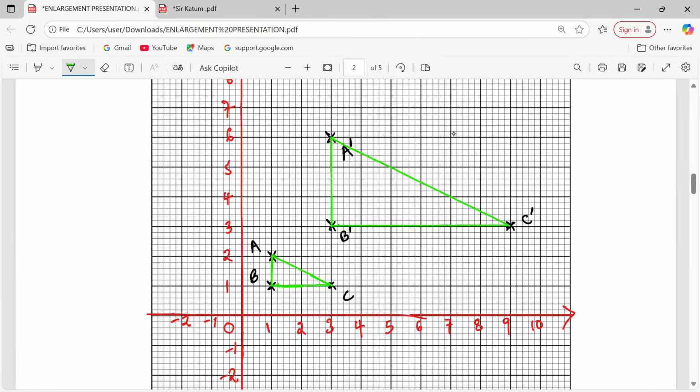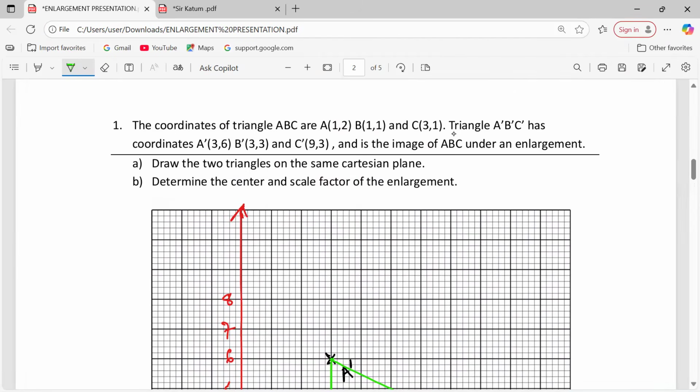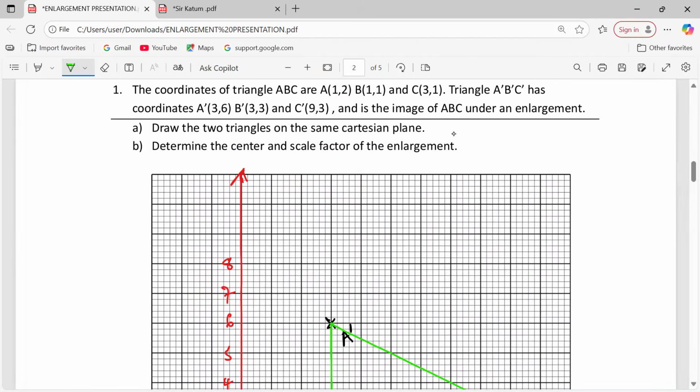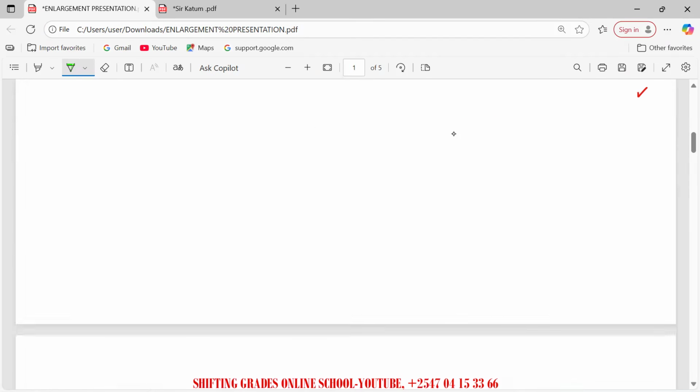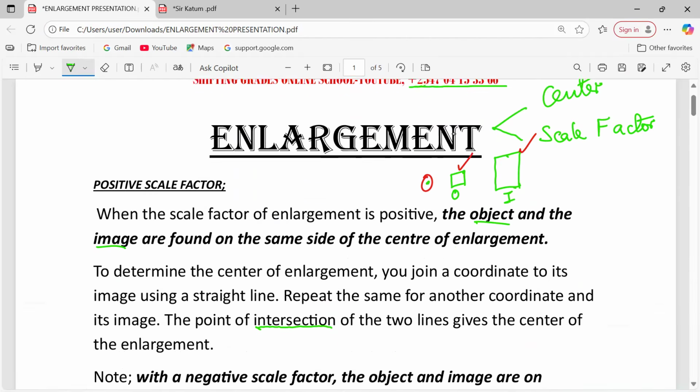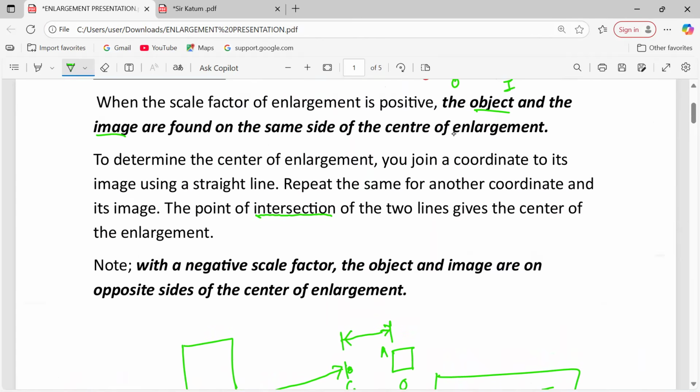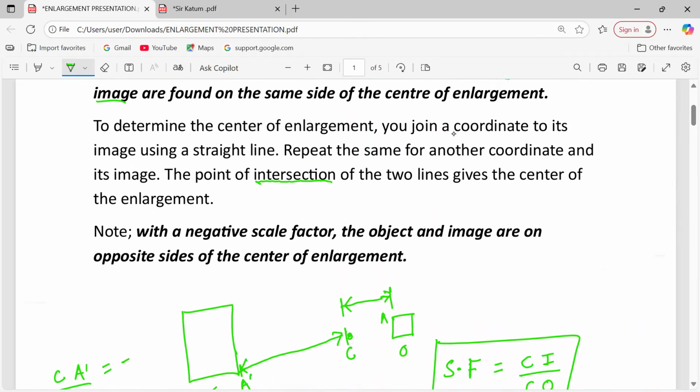Therefore, we now get to part 2 or part B of this question, whereby we're supposed to determine the center and the scale factor of enlargement. So how do we determine the center of enlargement? To determine the center of enlargement, you join a coordinate to its image using a straight line. Repeat the same for another coordinate and its image. Then the point of intersection of the two lines gives the center of the enlargement.